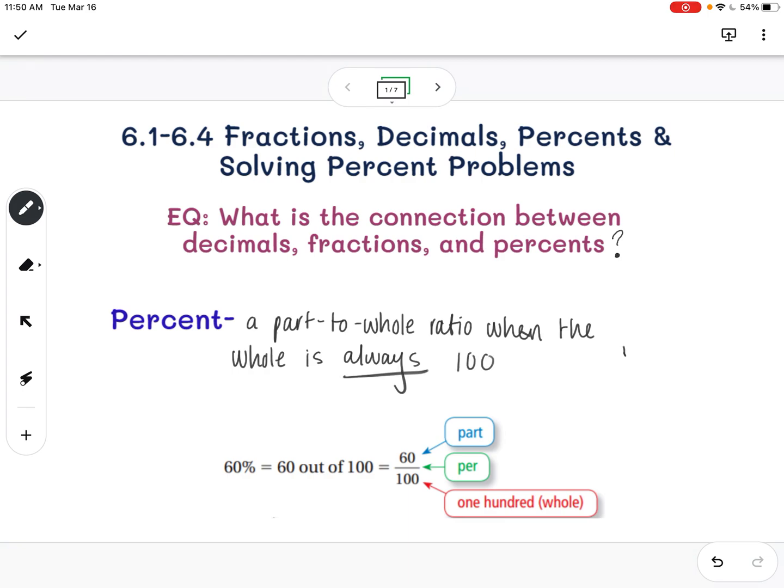And you guys are probably familiar with that with the test, right? The highest score you can get is 100%. Our whole is always 100. You can see that in the model below. 60%, 60 out of 100. So if we were to write that as a fraction, it would be 60 out of 100. All right? All right, let's continue on.